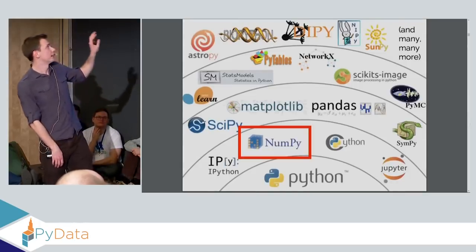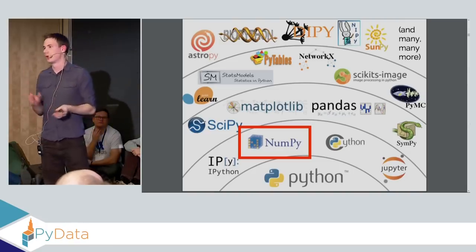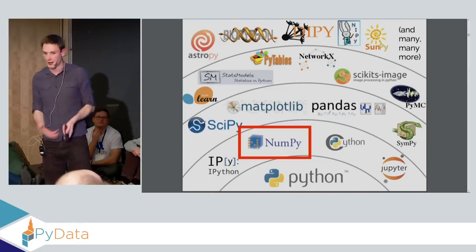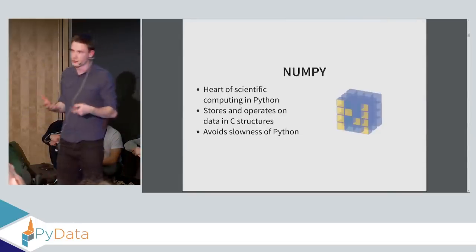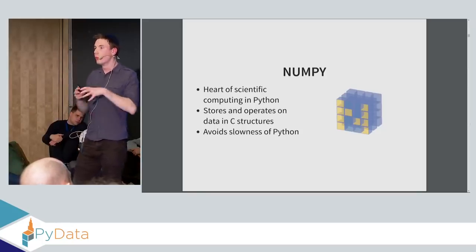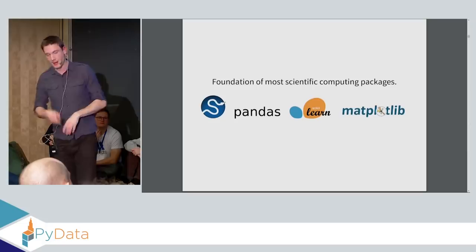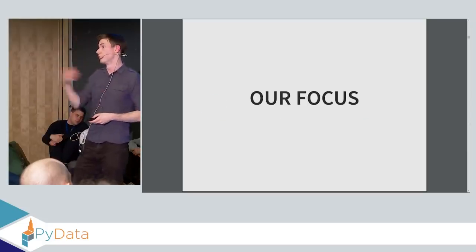What we're going to focus on here is NumPy. I know many of you have already used NumPy, but many of you might not know how it actually works internally and why it's so fast, which is the purpose of this talk. And as many of you know, NumPy is the heart of scientific computing in Python. It stores and operates on C structures to avoid the slowness that Python has. And it's the foundation of a lot of packages like SciPy, Pandas, and so on, which I'm sure you all use on a daily basis.